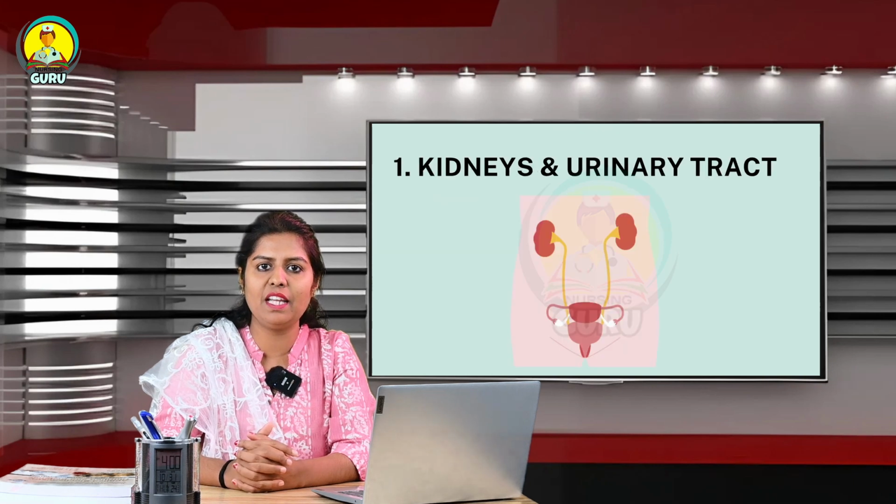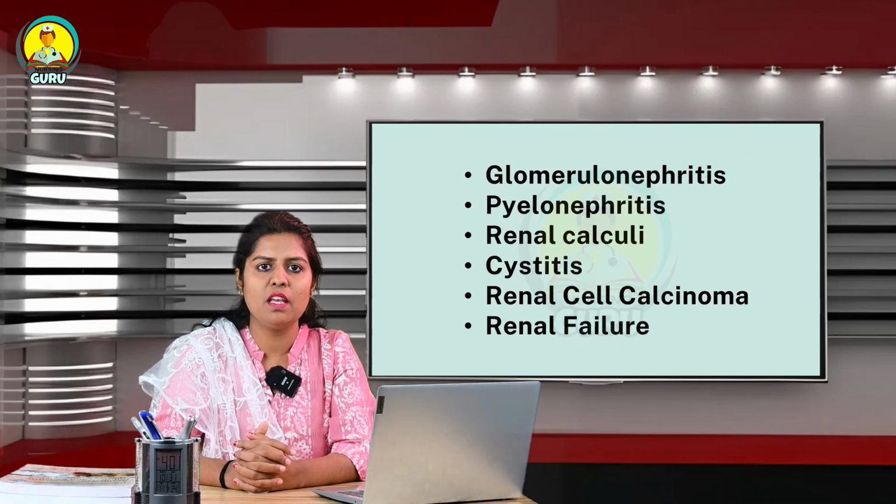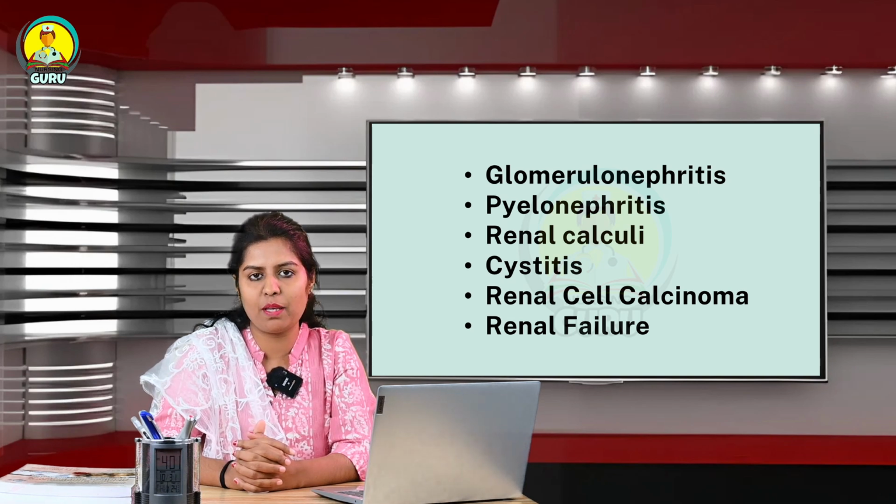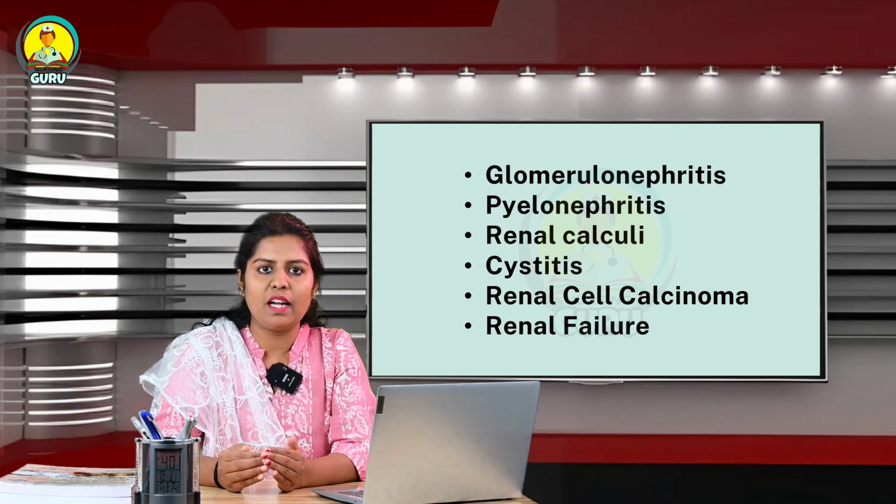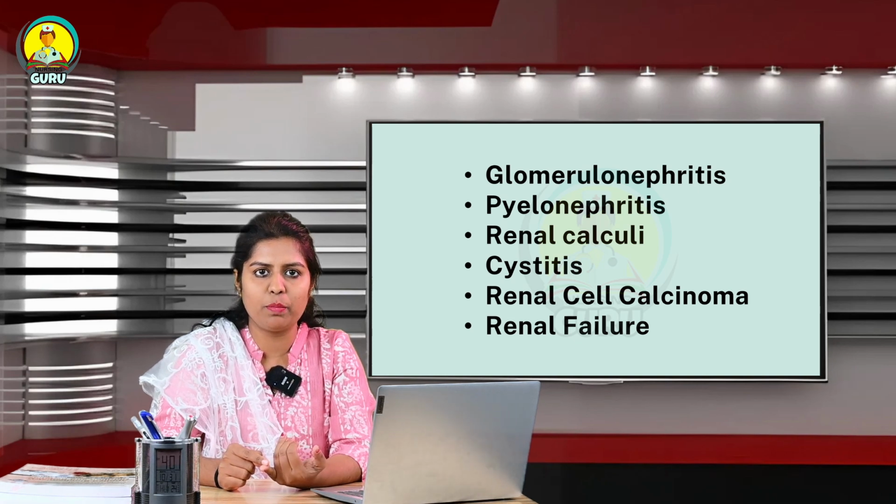So first, kidney and urinary tract. Under this, glomerulonephritis. Glomerulonephritis is a very important topic. They will ask for 5 marks. Then pyelonephritis, renal calculi, cystitis, renal cell carcinoma, renal failure. Under this, renal failure is also a very important topic.